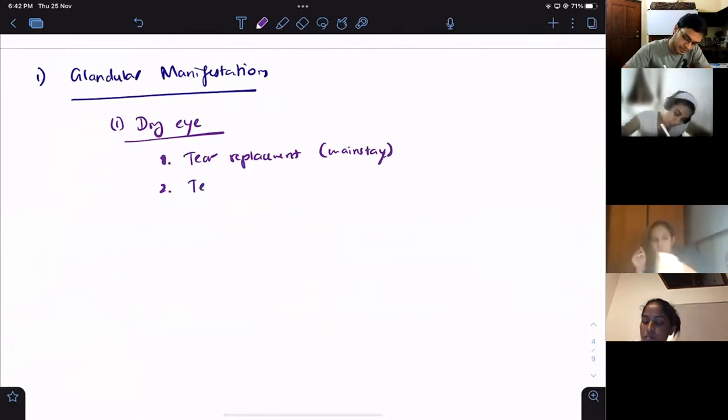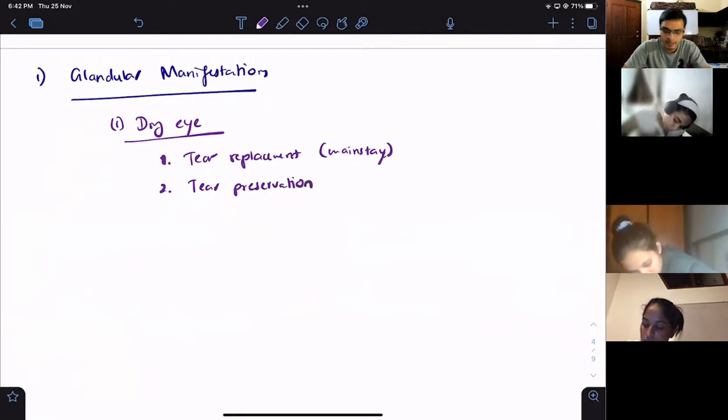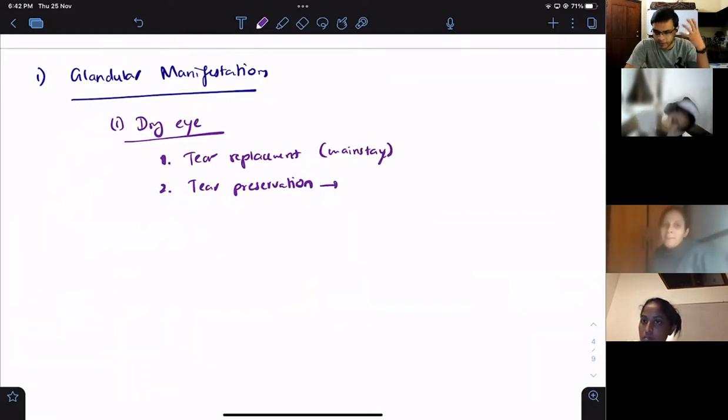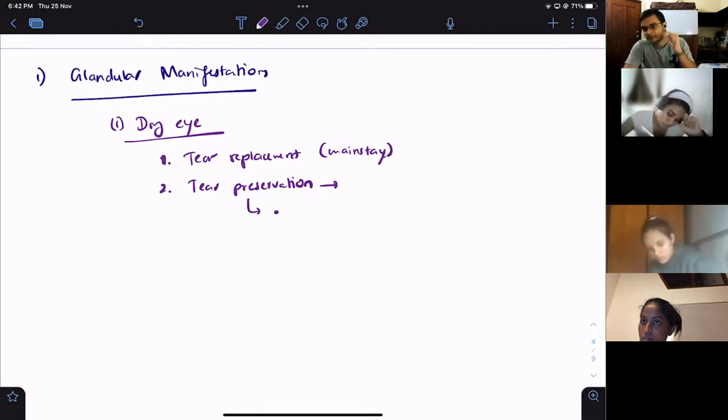Another approach is tear preservation. What do we mean by this, guys? Let's say the patient has dry eye secondary to Sjogren syndrome. They have a problem in tear production. But whatever tear is produced, we want to preserve it as much as possible. That is this tear preservation story. Depending on the severity, we can suggest the patient wear glasses without the lens. They don't have a defect in their vision.